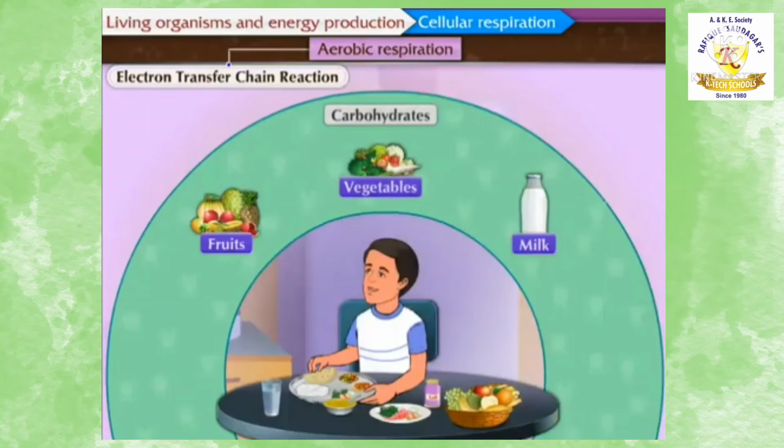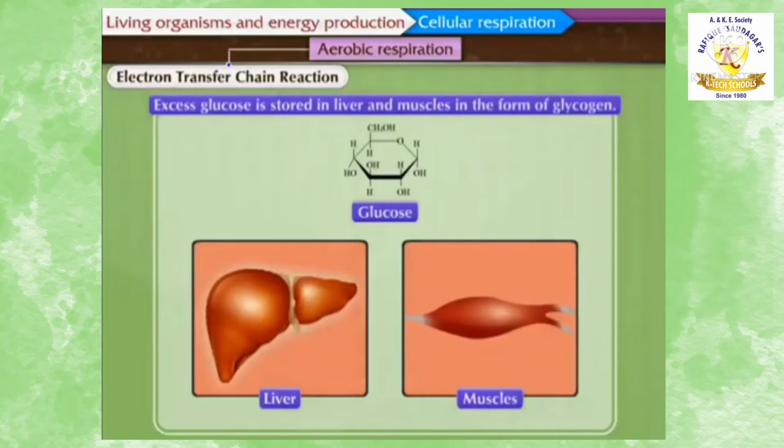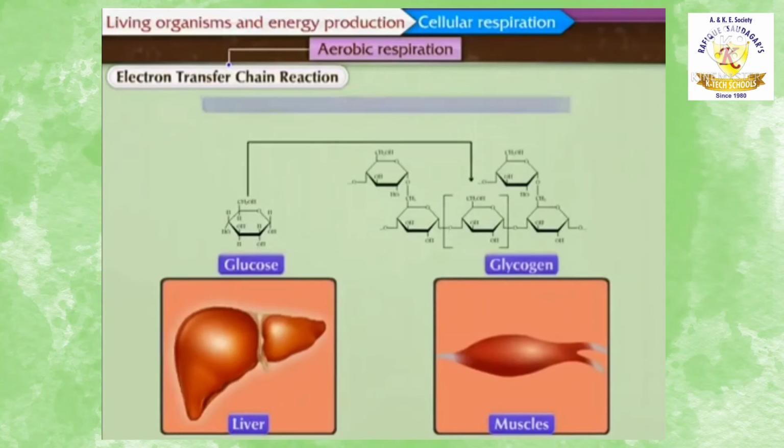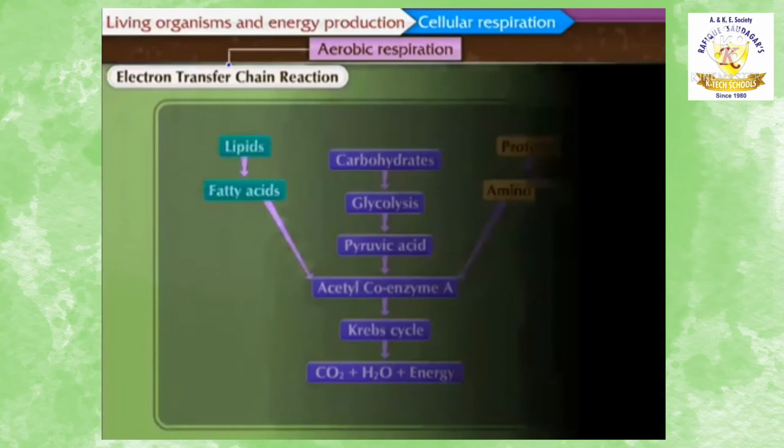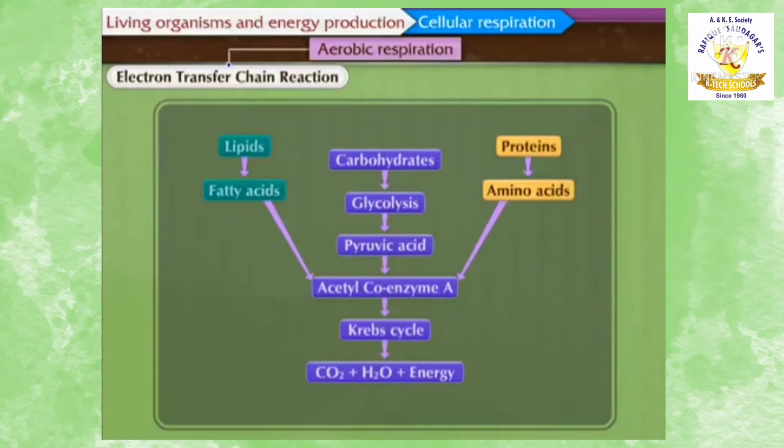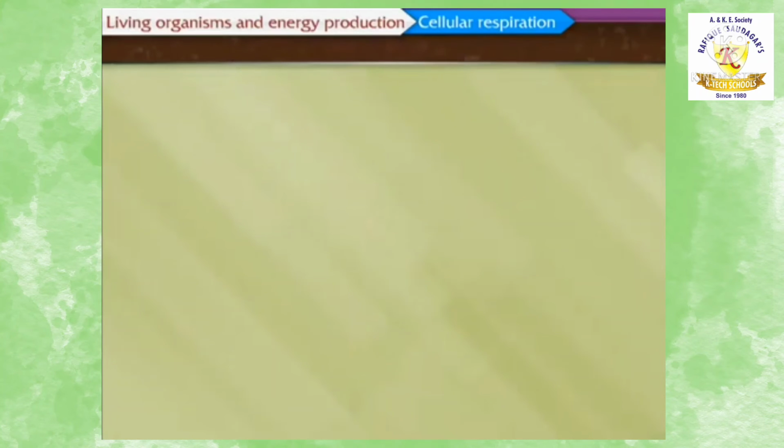If we eat more carbohydrates than required by the body, then excess glucose is stored in the liver and muscles in the form of glycogen, and when the body needs energy, this stored glycogen is again converted into glucose and utilized. So, children, this was all about aerobic respiration, which takes place in 3 steps: glycolysis, the tricarboxylic acid cycle, and the electron transfer chain reaction.